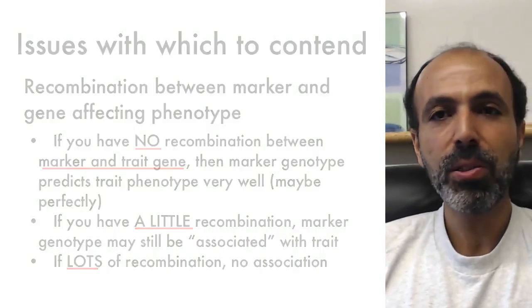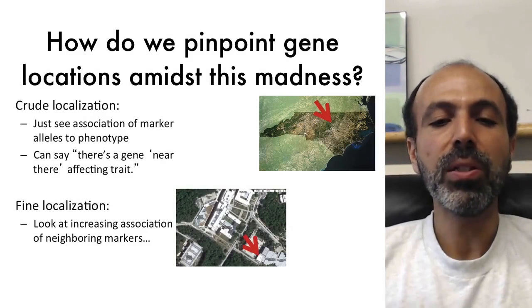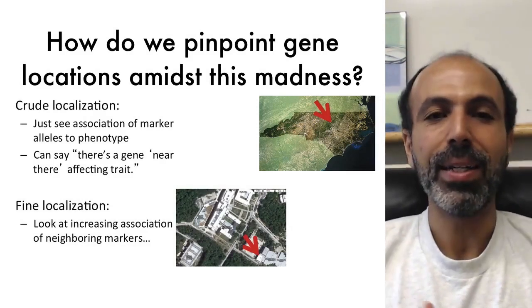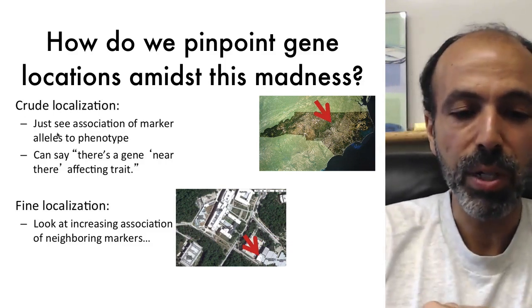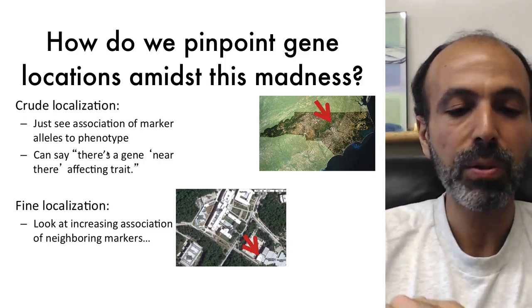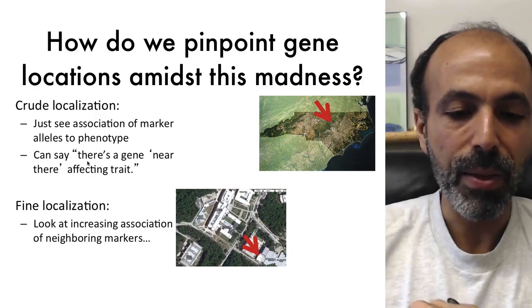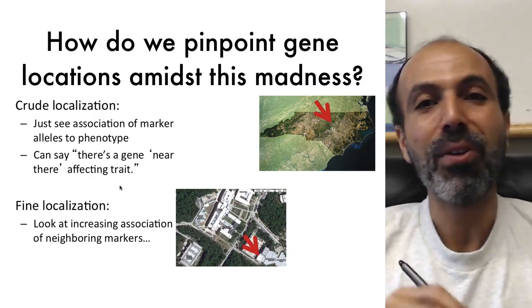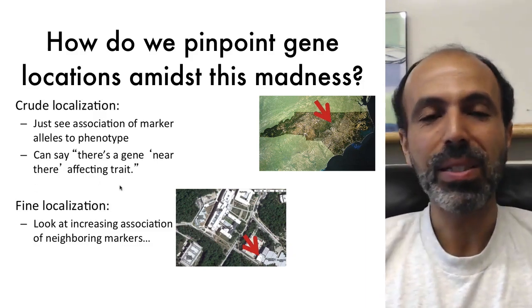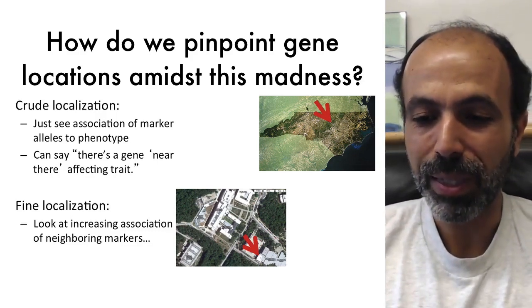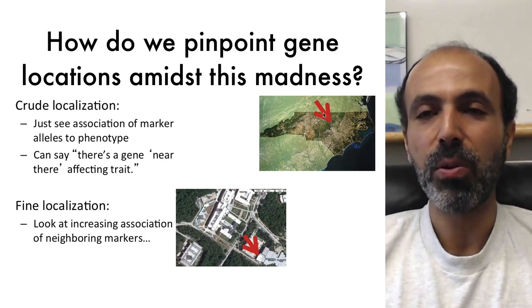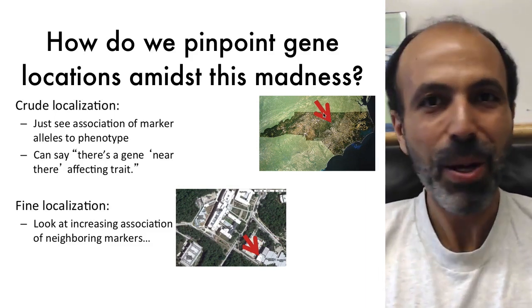Now, let me ask you this question. How do we pinpoint gene locations in the middle of all this madness? Well, at a very crude level, we can just look for associations between marker alleles to phenotype, and we can say that there is a gene near there affecting that trait. That's not particularly satisfying. That would be like, you're trying to find somebody who's missing, and you pinpoint them like this. They are in this area of the state of North Carolina. Well, that's not very helpful.